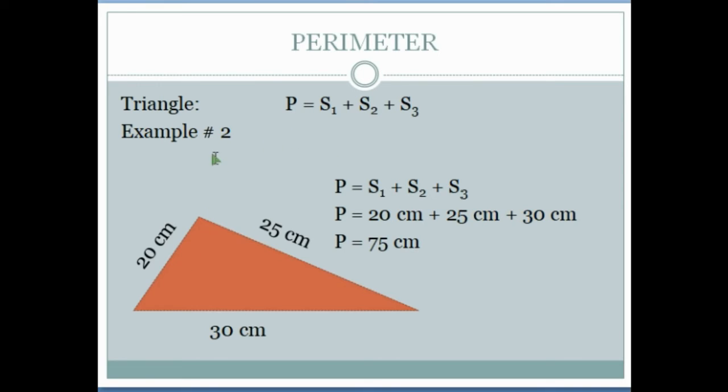Next, for example number 2, given this kind of triangle having measurements of the sides which are 20 centimeters, 25 centimeters, and 30 centimeters. So same formula. P is equal to S of 1 plus S of 2 plus S of 3. Then kahit alin dyan, pwedeng maging S of 1 nyo. So let's say this one will be your S of 1, 20 centimeters. This will be your second side, which is 25 centimeters, and the third side, which is 30 centimeters. So add nyo lang 20 plus 25 plus 30 is 75 centimeters.